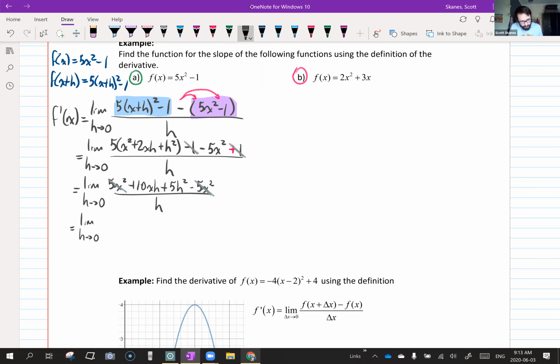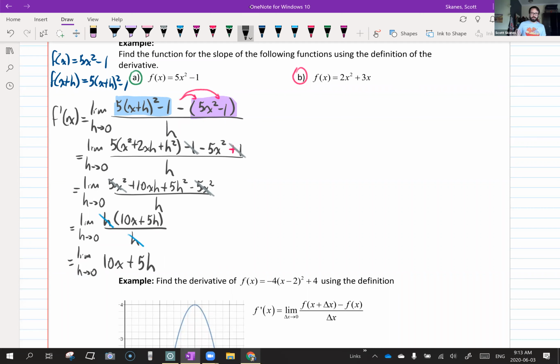So I'm going to try to factor out a common factor here. Let's see, what do I have in common? I can definitely see an h in common. I could actually see a 5, but it's not going to help me, so I'm going to take out the h. Cancel, cancel. It's the limit as h approaches 0 of 10x plus 5h.